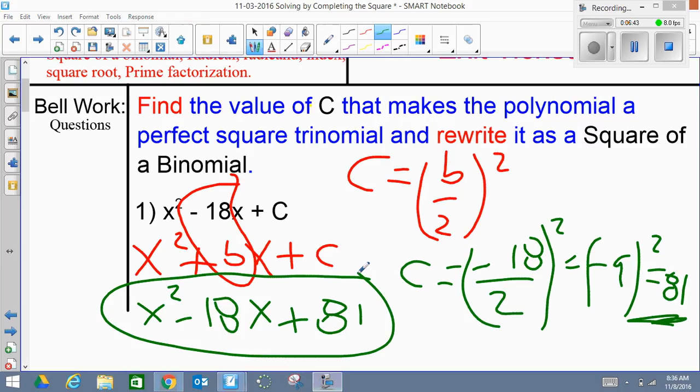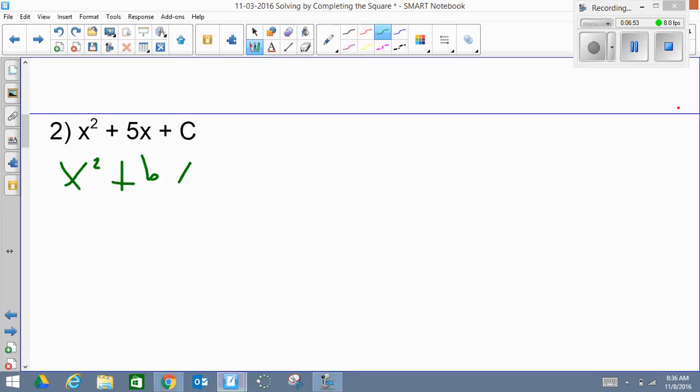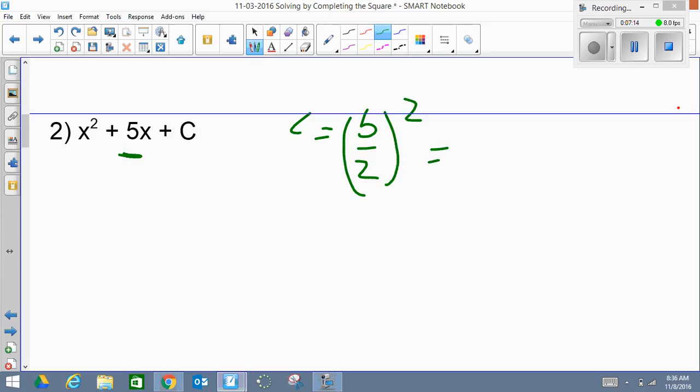Let's try one more. Here, same pattern. I'm not factoring right now, I'm just rewriting the value of c. So to find the value of c, I know that c is equal to b divided by 2 to the second power. b is the number in front of the x, so it's going to be 5 divided by 2 to the second power.